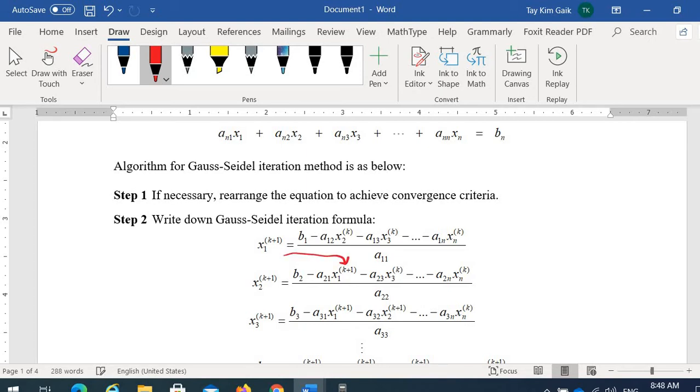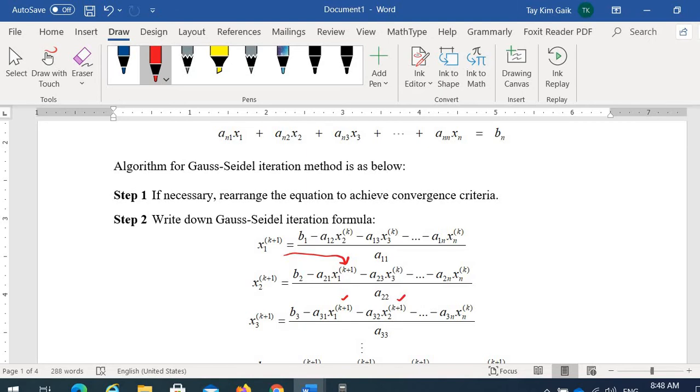So this is Gauss-Seidel. If we put in x1 at step k, that would be the Jacobi iterative method. So for x3, we still haven't found the new solution, that's why x3 is still at step k. Now when we want to find a new solution for x3, we have a new solution for x1 and for x2 already. That's why this is k plus 1, and this is k plus 1.